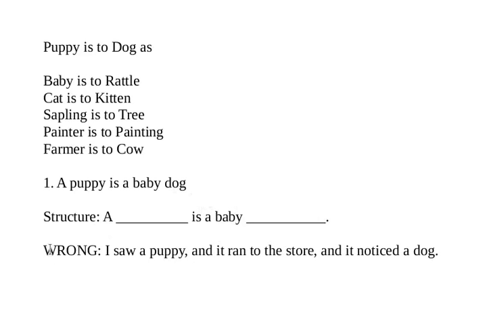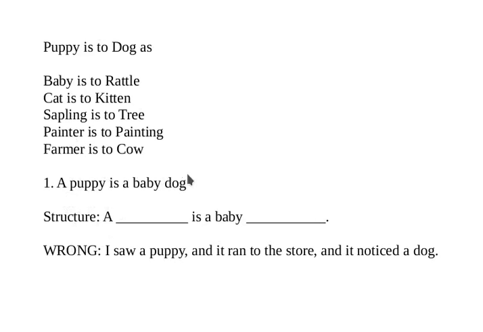Here's what we don't want. We don't want some big, long, elaborate story sentence, like I saw a puppy and it ran to the store and it noticed a dog. That is not what we're talking about at all. We want the simplest, shortest, most basic sentence that illustrates the relationship between the first word and the second word. So in this case, a puppy is a baby dog.